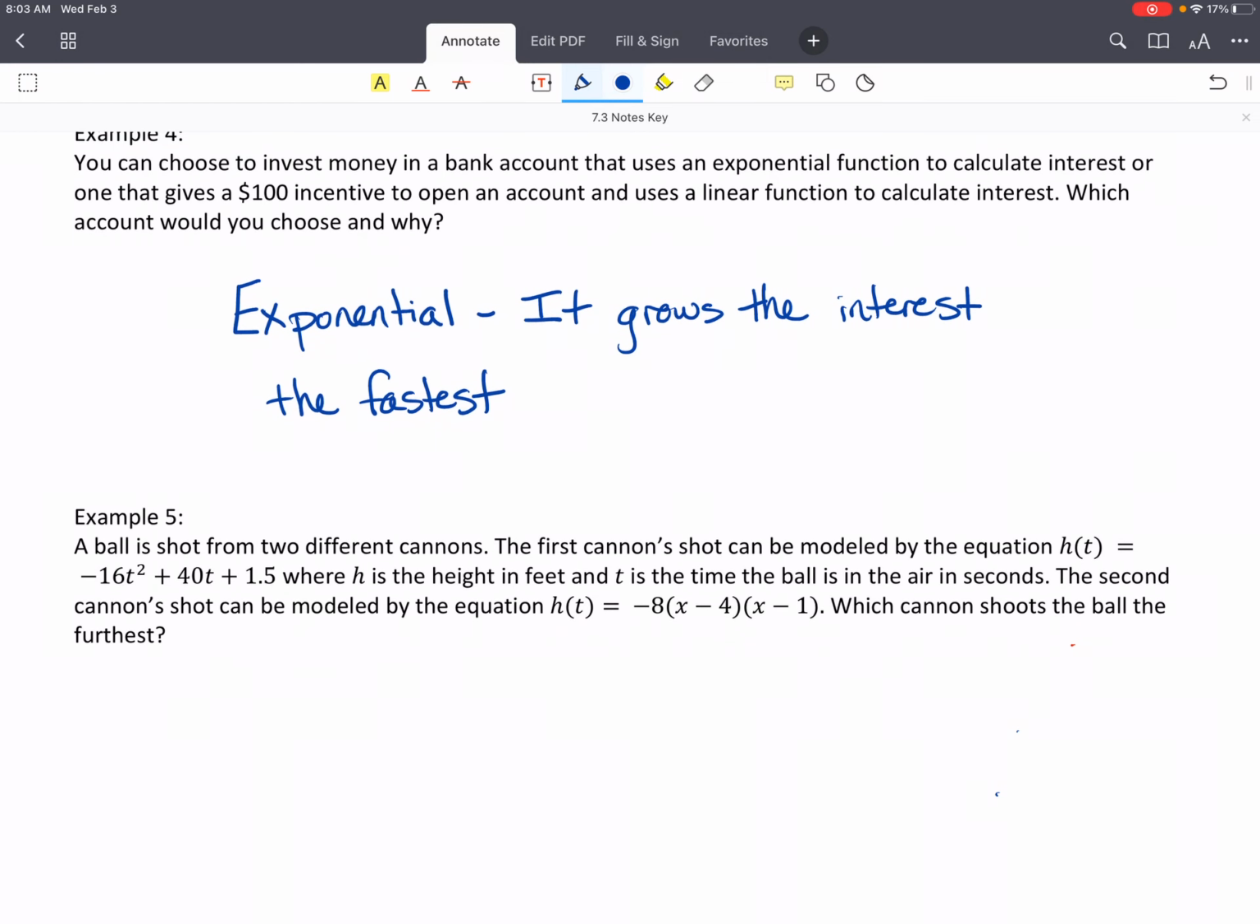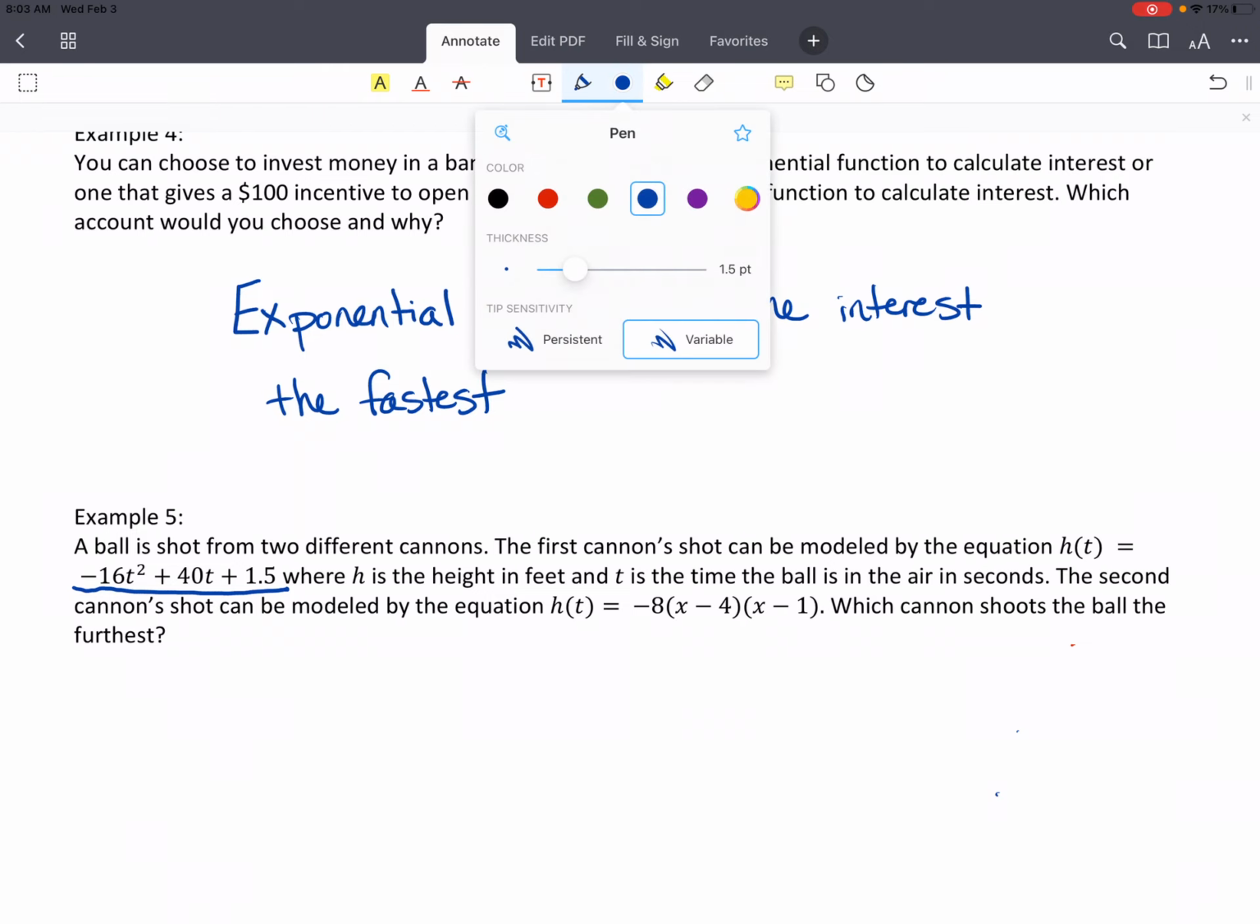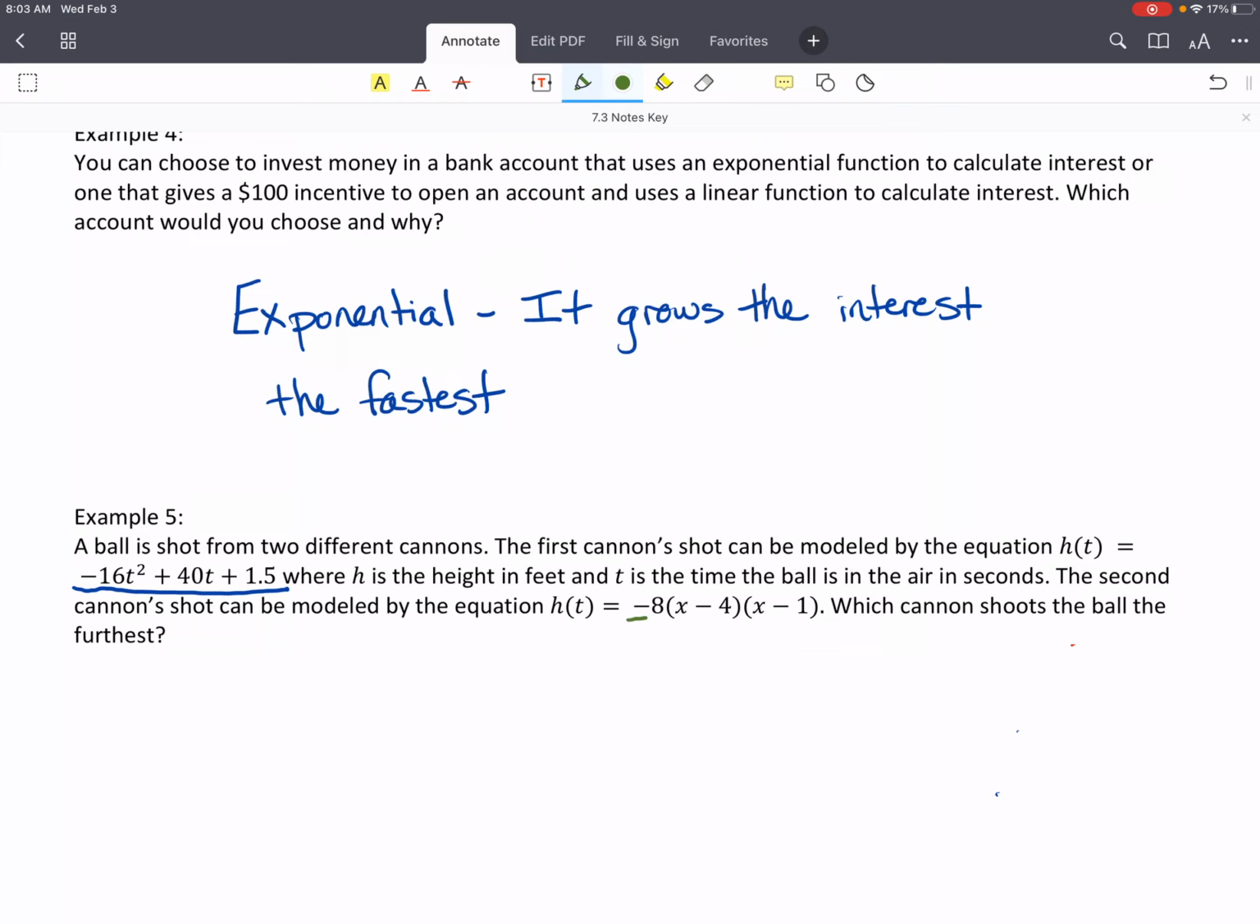And our last example: a ball is shot from 2 different cannons. The first cannon can be modeled by the equation h(t) = -16t² + 40t + 1.5. H is height in feet and t is time the ball is in the air. The second cannon shot can be modeled by the equation h(t) = -8(x - 4)(x - 1). Which cannon shoots the ball the furthest?